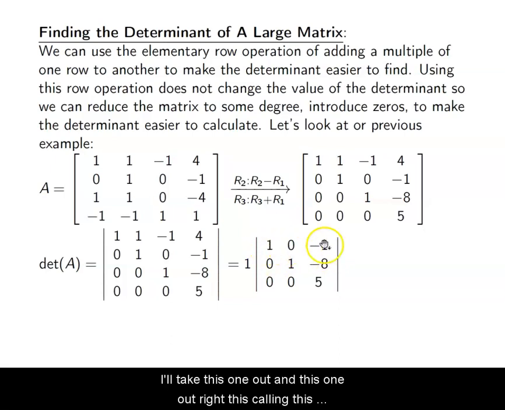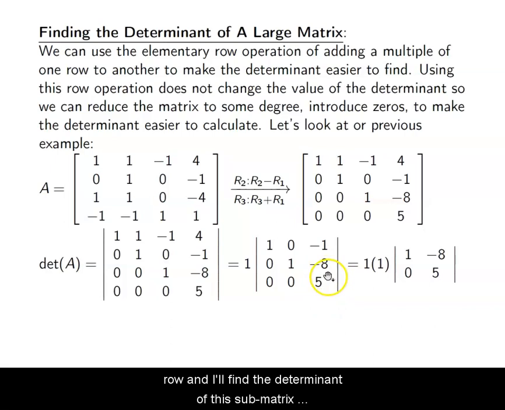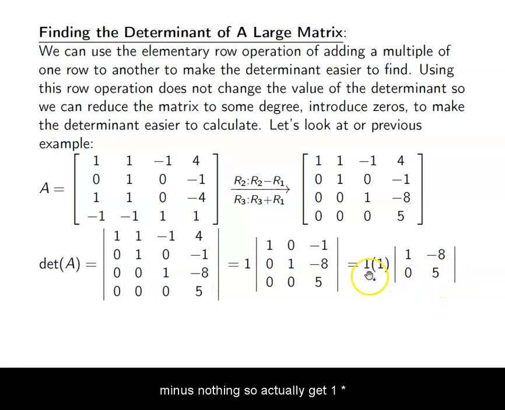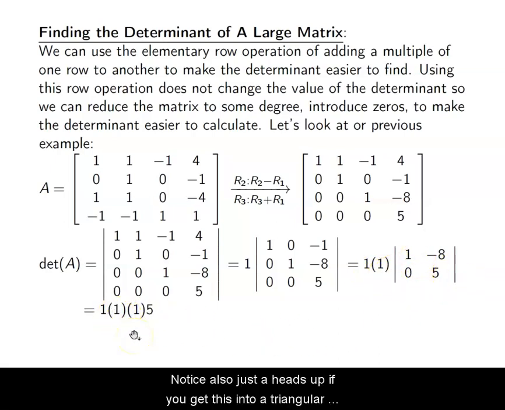I will take this one out and this one out, right? This column, this row, and I'll find the determinant of this sub matrix. So I have 1 times this sub matrix here. Well, look at the sub matrix here. It's actually very easy. It's 5 minus nothing. So I actually get 1 times 1 times 5. Notice also, just a heads up, if you get this into a triangular form where it's all zeros under, you can actually shortcut this and just multiply all the entries in your main diagonal.